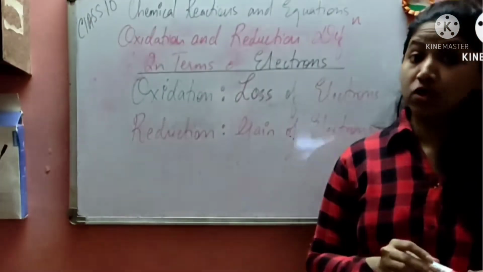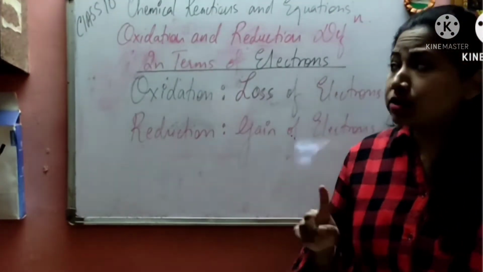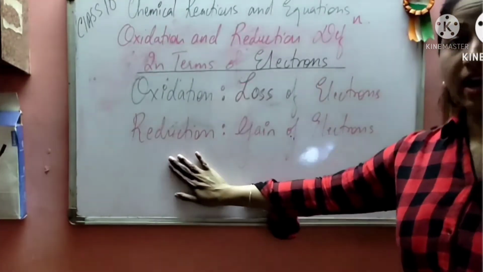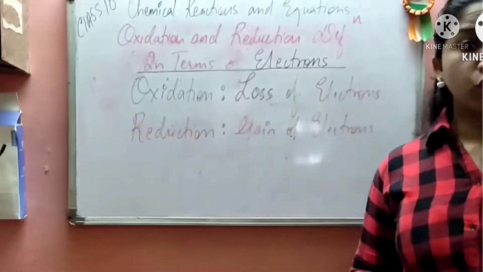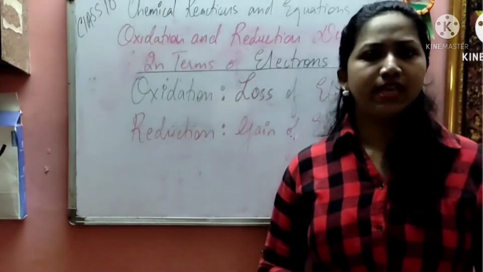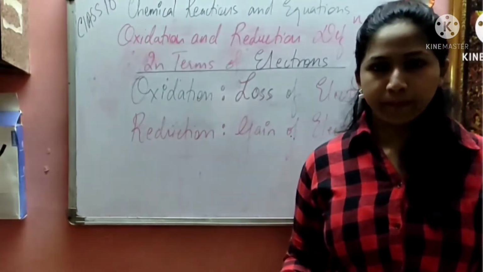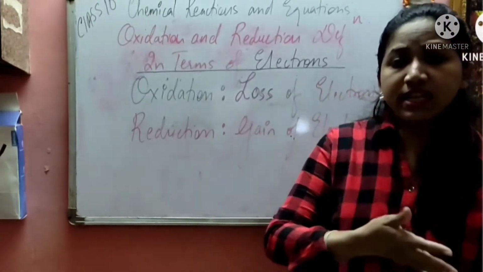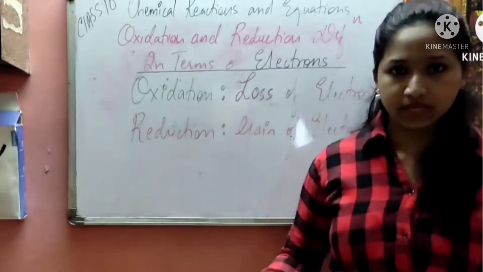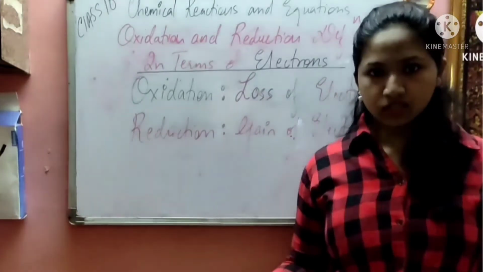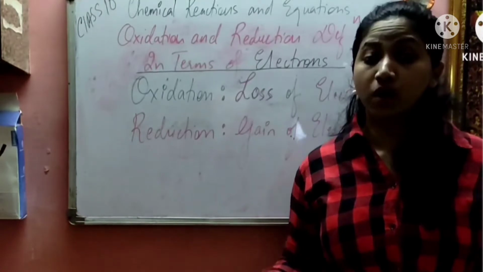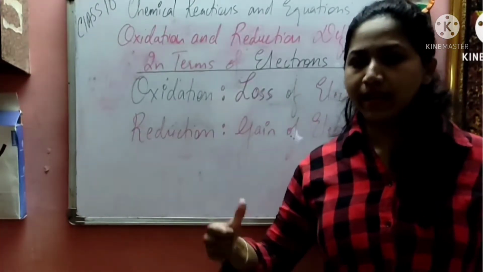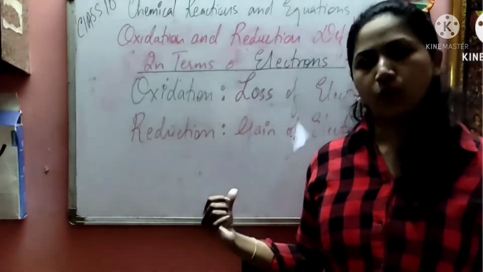Okay, what are oxidation and reduction in terms of electrons? Oxidation means loss of electrons, and reduction is gain of electrons. Now we are going to see how a redox reaction takes place, how in a reaction oxidation and reduction take place simultaneously. That is what our redox reaction is all about. A redox reaction is when oxidation and reduction take place simultaneously. So how it basically takes place in a reaction is what I am going to show.